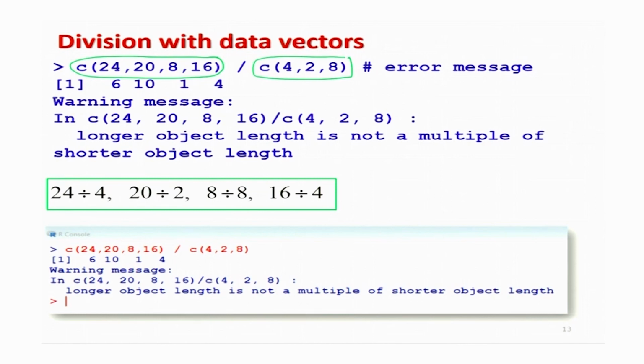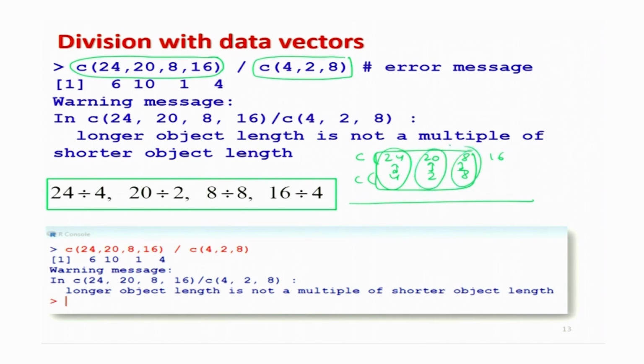So, once again the same operation will happen. It is like 24, 20, 8, 16, and then here 4, 2 and here 8, right. So now first of all this block will be operated and the element-wise operation will be done, and then this 24 will be divided by 4, 20 will be divided by 2, 8 will be divided by 8, and then you get the answer here like this, which is 6, 10 and 1.